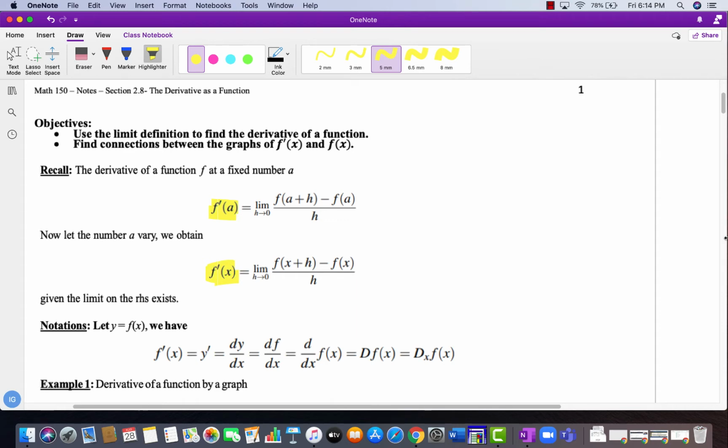Now the next one is pretty much the same thing. You're still finding the derivative of a function, but this is just the function in general, like in general terms, so in terms of x, okay?